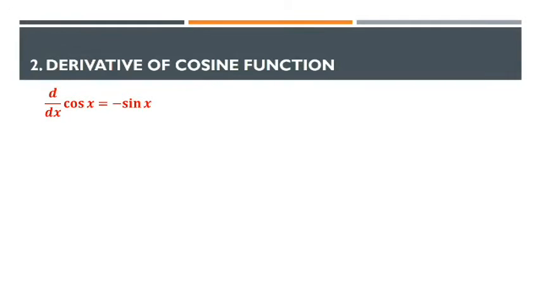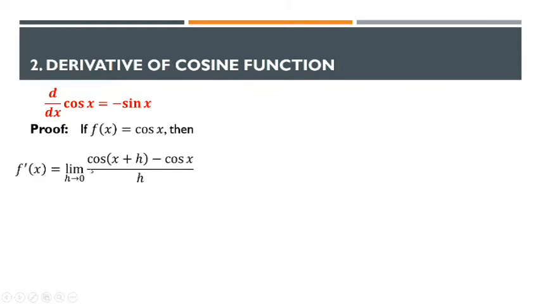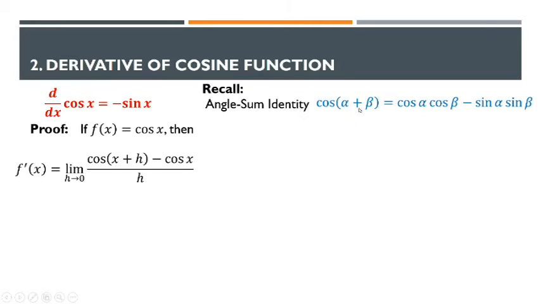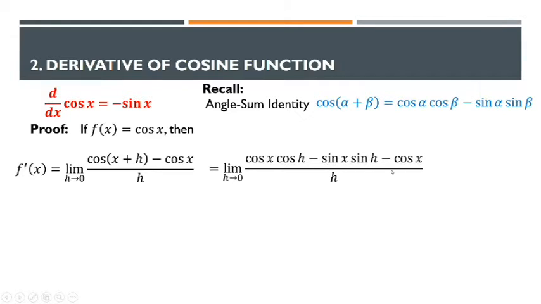Number 2, the derivative of cosine function. So proof, if the function is equal to cosine x, then the derivative is equal to the limit of cosine of x plus h minus cosine x all over h as h approaches 0. So recall natin, angle sum identity naman ng cosine is equal to cos cos sin sin, or cosine alpha cosine beta minus sine alpha sine beta. And pag expand natin, substituting the identity, we have cosine x cosine h minus sine x sine h minus cosine x. And yung first and last term has a common factor, cosine x.